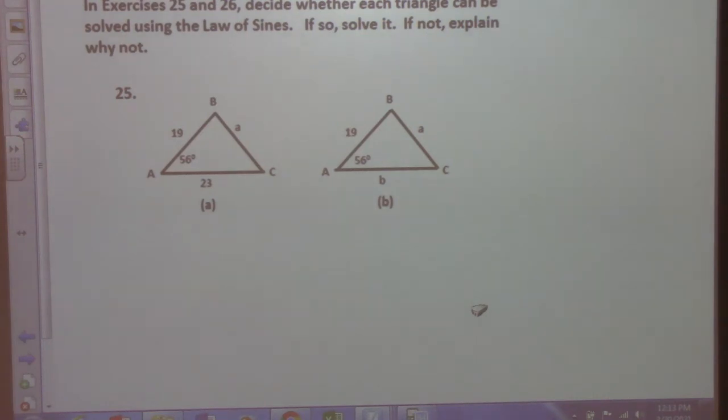So really, 25 and 26 have a part A and a part B. So decide whether each triangle can be solved using law of sines. If so, solve it. If not, explain why not. I'm going to choose somebody to answer 25. Whoever I call can answer 25 A and B, right? Looks like it's going to be Robert or Jana. Robert or Jana, it's Robert. Okay, Robert, what do you think?